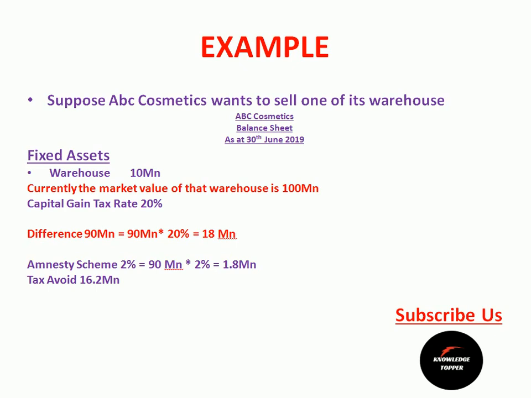So Mr. Taslim started thinking of something we call creative accounting. He is thinking of avoiding the capital gain tax, and for that he used the amnesty scheme provided by the government by paying 2% tax, and declared that the 10 million amount of that warehouse was mistakenly recorded as an error. The tax department corrected that error and charged 2% on 90 million, which is 1.8 million only, as you can see on your screen. So by doing this, ABC Cosmetics avoided tax of 16.2 million.